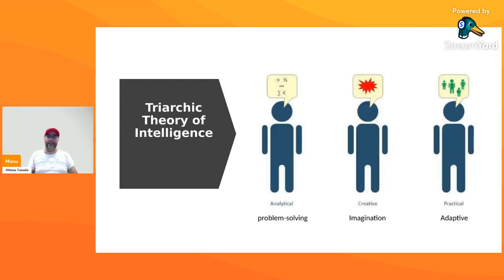Yeah. So the Triarchic theory of intelligence, I should spell it properly, basically looks at intelligence in the context of is it analytical, is it creative, or is it practical? Analytical being more on the problem solving, creative being more on the imaginative side, and practical being on the adaptive side.